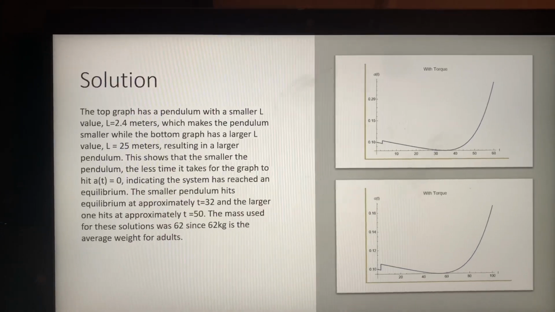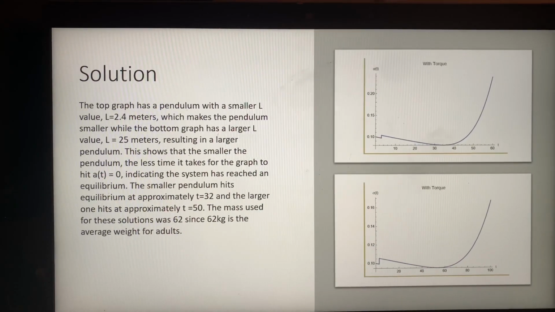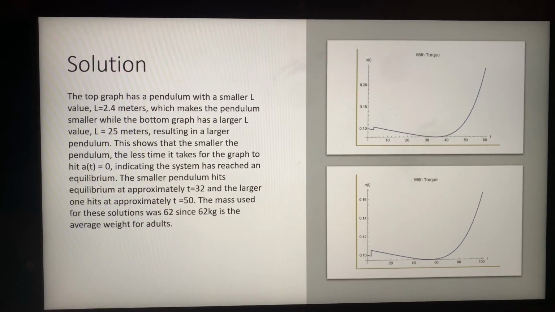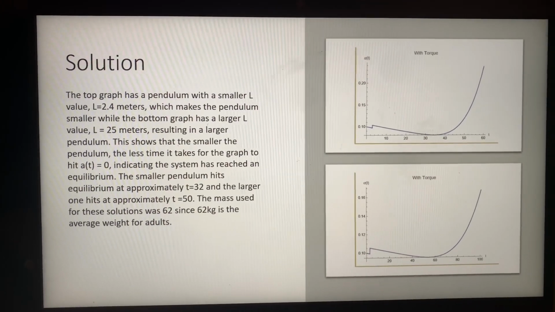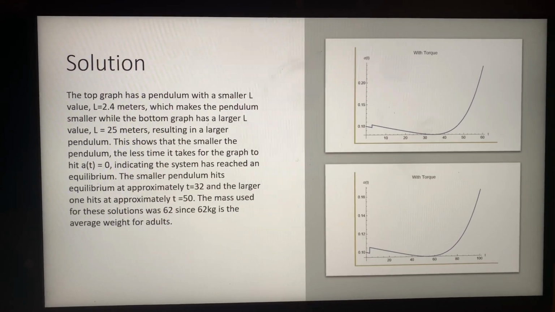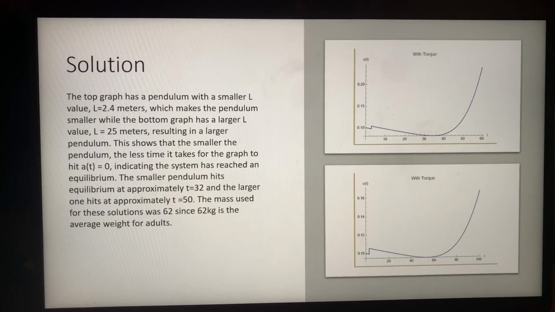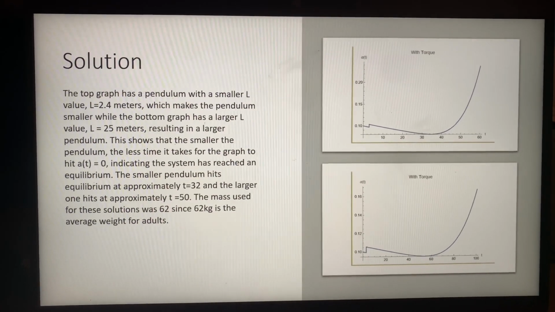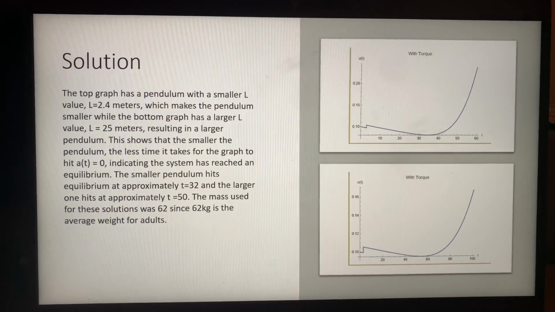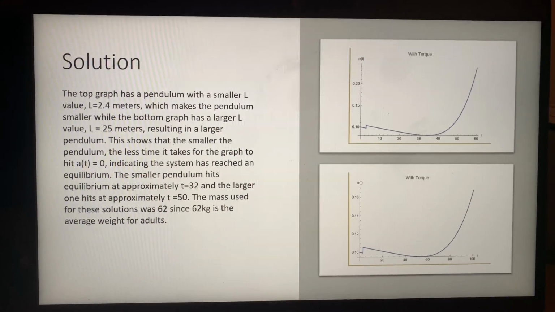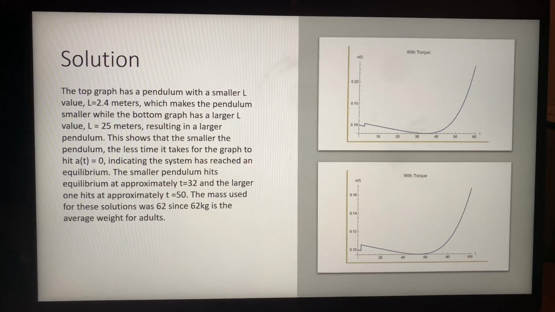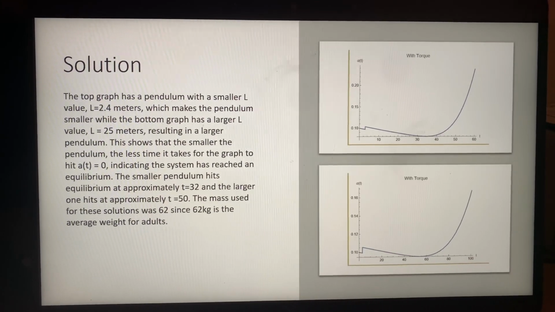The top graph has a pendulum with a smaller L value. L equals 2.4 meters, which makes the pendulum smaller, while the bottom graph has a larger L value. L equals 25 meters, resulting in a larger pendulum. This shows that the smaller the pendulum, the less time it takes for the graph to hit alpha of t equals 0, indicating that the system has reached an equilibrium. The smaller pendulum hits equilibrium at approximately t equals 32, and the larger one hits at approximately t equals 50. The mass used for these solutions was 62, since 62 kilograms is the average weight for adults.